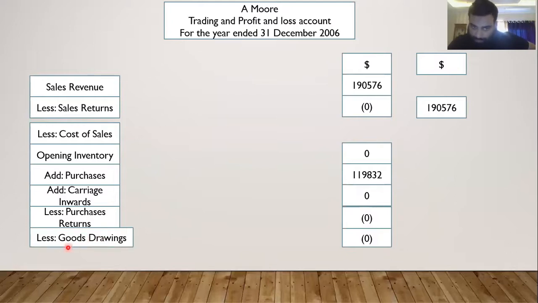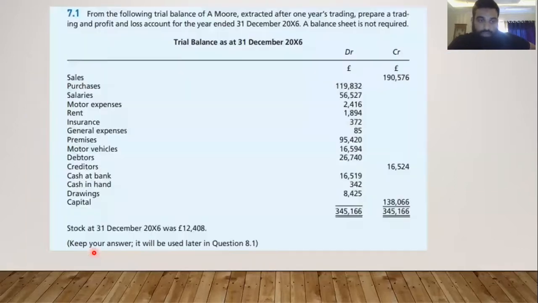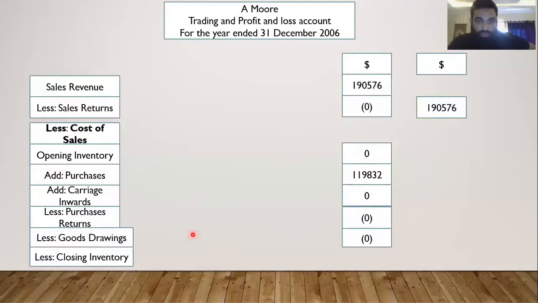After the drawings, I'm going to minus closing inventory. Now, we all know where this number is. I'll go to the question. I will copy this 12408. Closing inventory will always be after the trial balance. It can never be given inside the trial balance. So my closing inventory is 12408. I'll go to my question and minus 12408. Simple. Now here, my formula for cost of sales is completed.